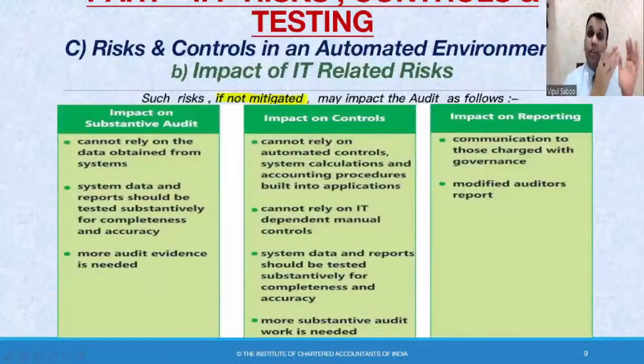Okay? So if the risks which we have read about in the previous slide, we are not able to mitigate those risks, how are they going to impact my audit? As an auditor, I need to understand if the risks are not mitigated. And how are risks mitigated? With the use of effective controls. When effective controls are put into place, we can mitigate the risks. If the risks are not mitigated, the controls are weak, these risks can impact my audit. How will they impact? The first part, there would be impact on my substantive audit.